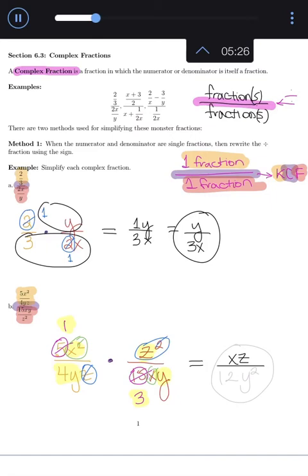Well, 4 times 3 will just get you 12. And the y times the y will get you a y squared because they're both on the bottom. You can't cancel them. You have to just combine them. And so that's our final answer. It's xz over 12y squared.